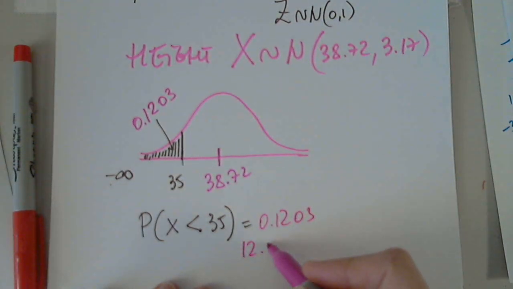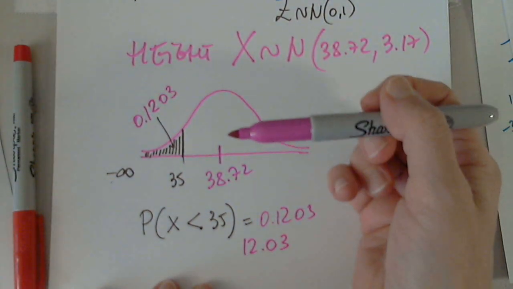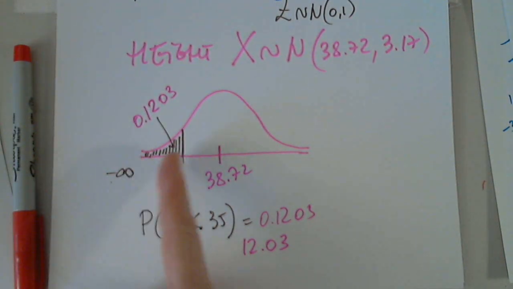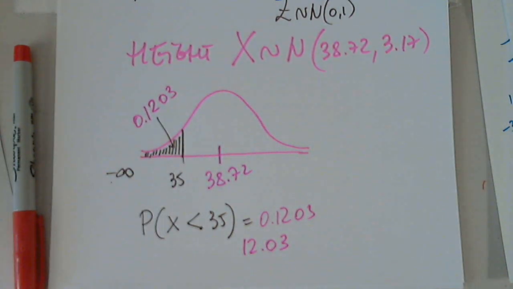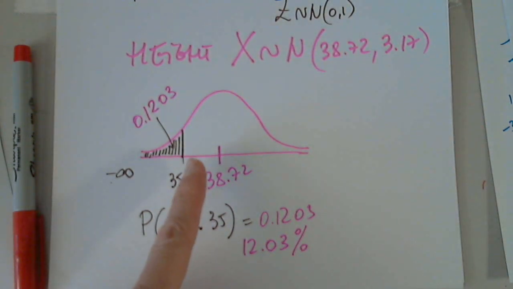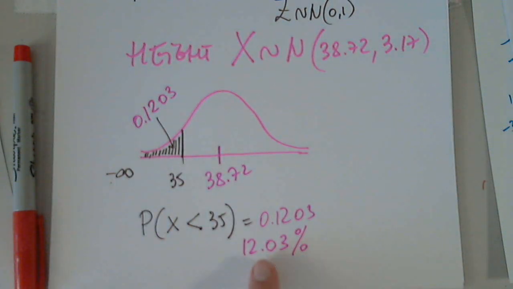It means that 12% of all the females in the study had a height less than 35. And if I randomly select one, her chances of having a height less than 35 are 12%. Any questions?